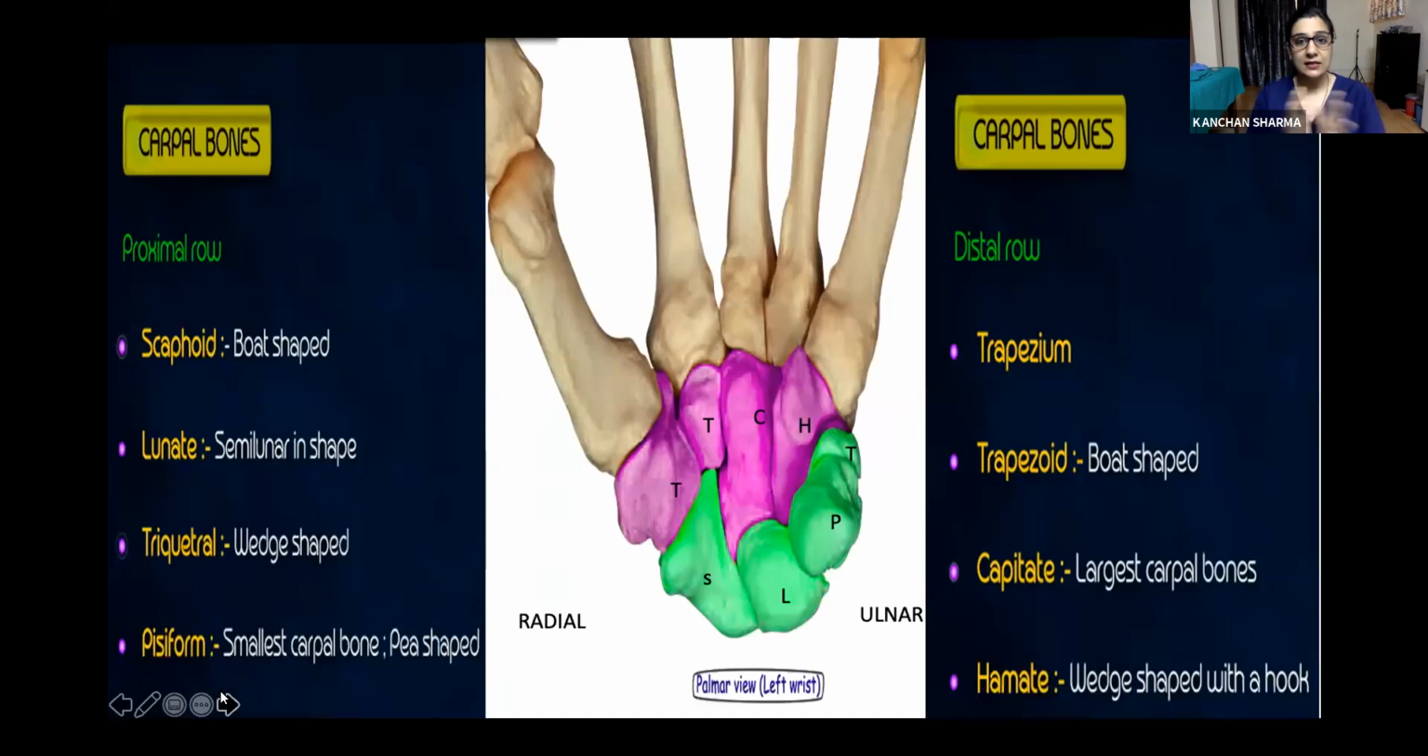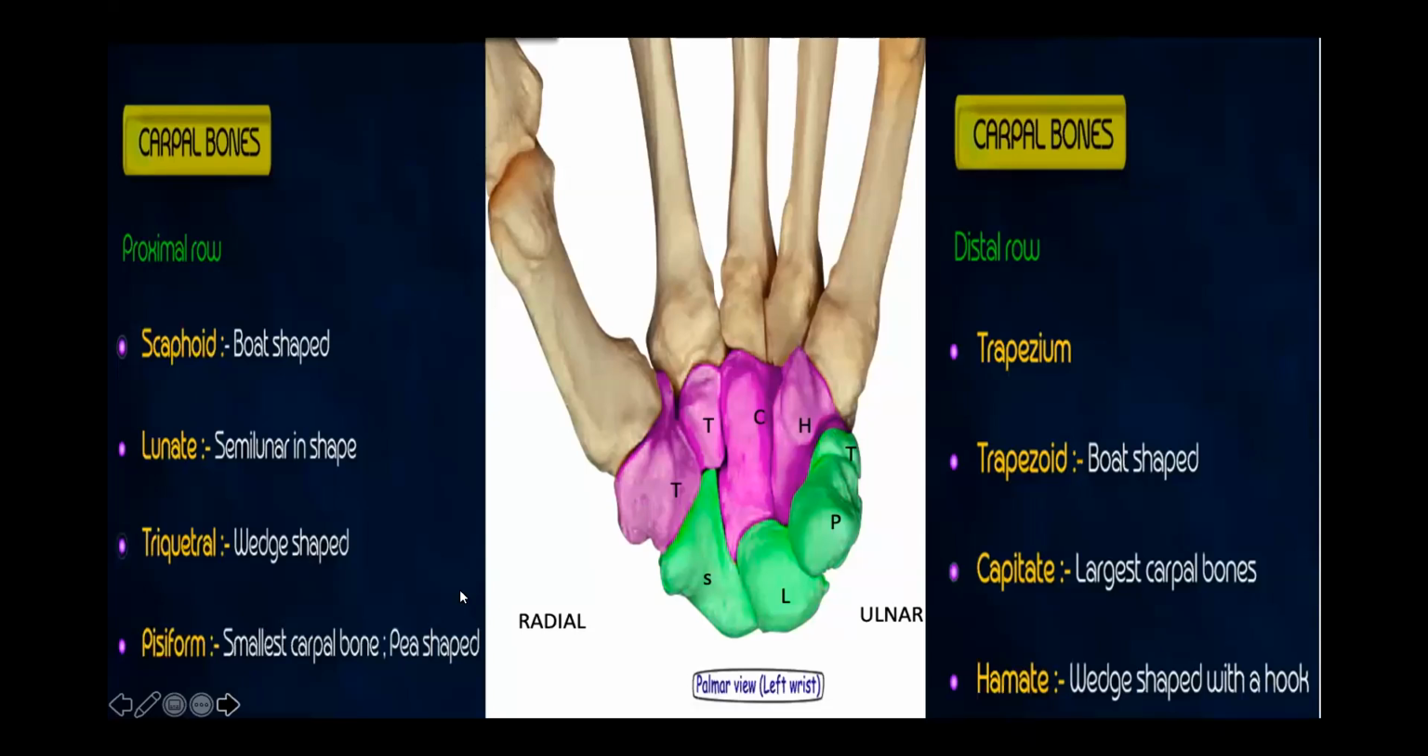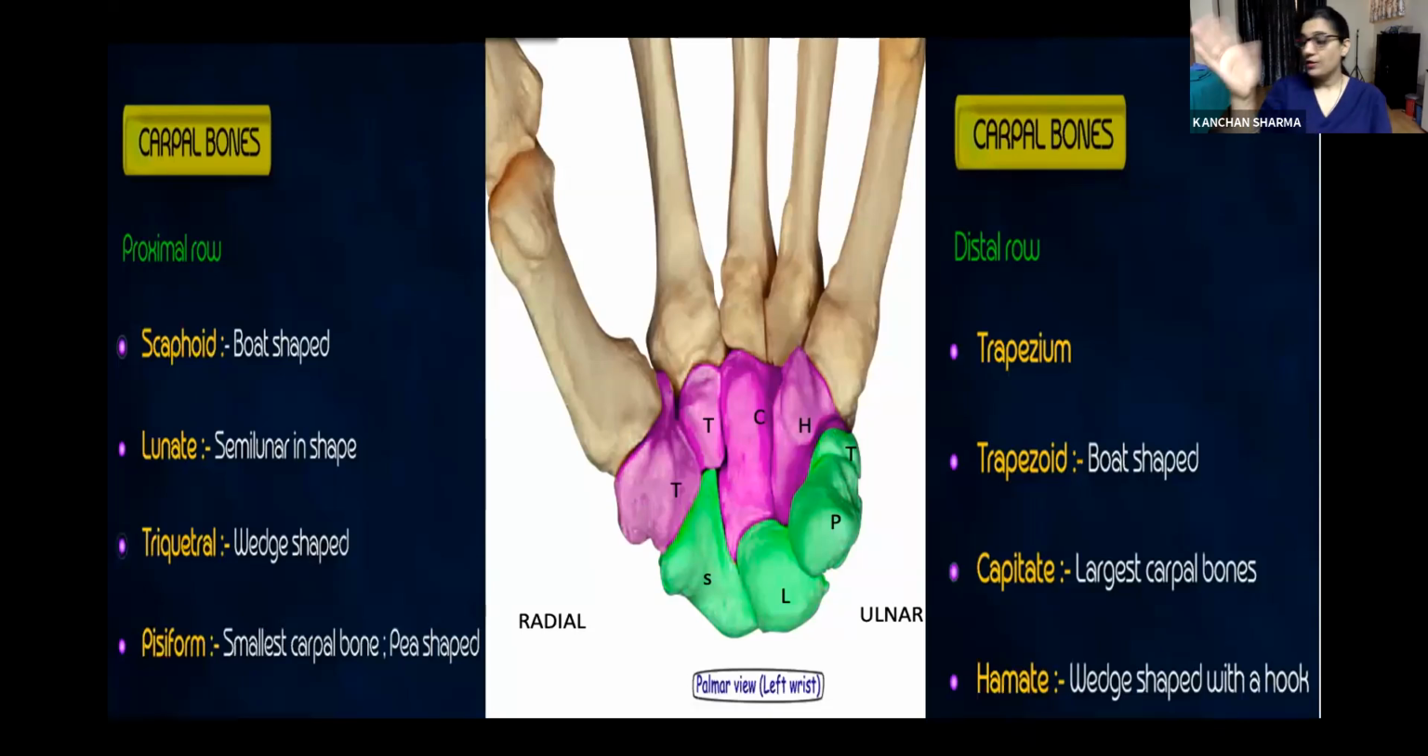Carpal tunnel, the easiest. These are the carpal bones. First of all, as we have learned during our MBBS days, the mnemonic: she looks too pretty, try to catch her. So if this is my thumb, this is the little finger, right? You start from here. So she looks too pretty, try to catch her. Try to catch her is the distal row, and she looks too pretty is the proximal row.